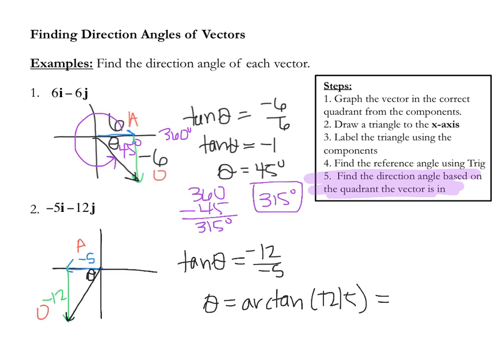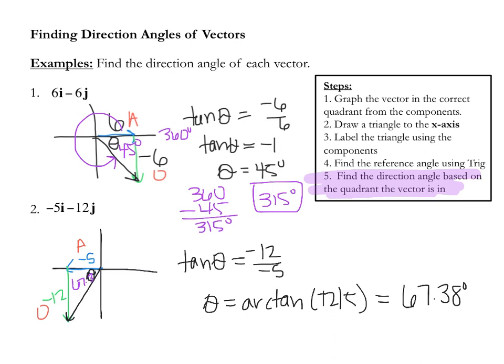That is only going to give you the theta if it were in the first quadrant. We need to figure out what it's going to be when it's in the second quadrant, or third quadrant. If you type that in your calculator, you should get 67.38 degrees. So that's what I'm going to put in the picture as that angle.